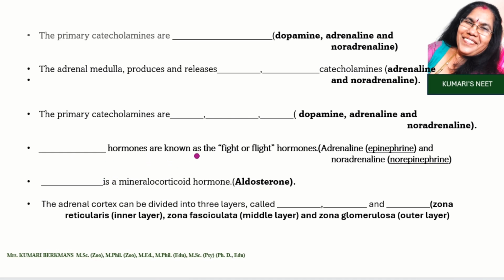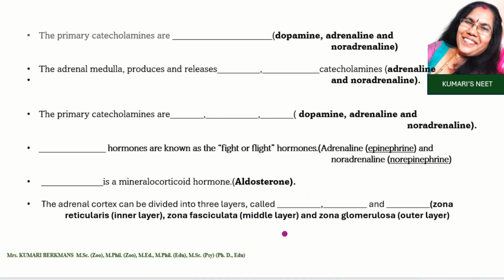And dash hormones are known as the fight or flight hormones. This everyone knows. It is adrenaline and noradrenaline. Almost all answered. Coming to the next one. Dash is a mineralocorticoid hormone. Yeah, very good. It is aldosterone.